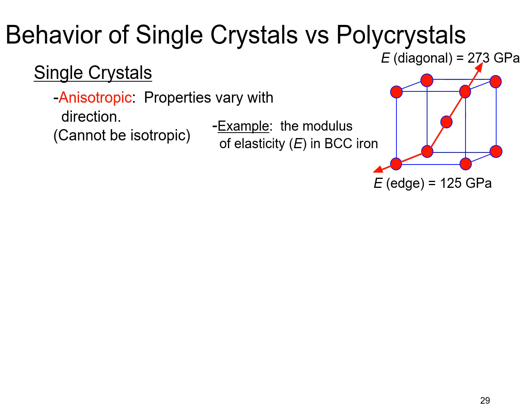So what's the difference in the behavior of single crystals versus polycrystals? For single crystals, we know that the properties are going to vary with the direction of testing. The behavior will be anisotropic. It can't be isotropic. An example is a single crystal of iron in a body-centered cubic formation, which can be tested in, as shown, these two different directions. And when that is the case, it will have a smaller modulus of elasticity in one direction than another.